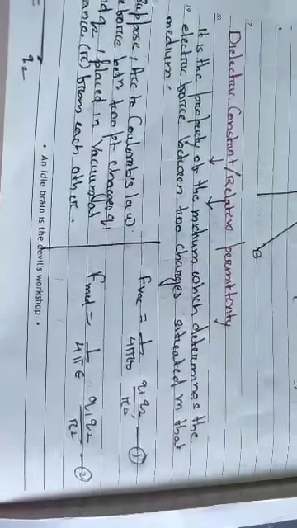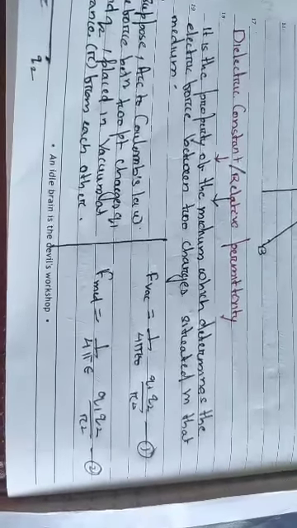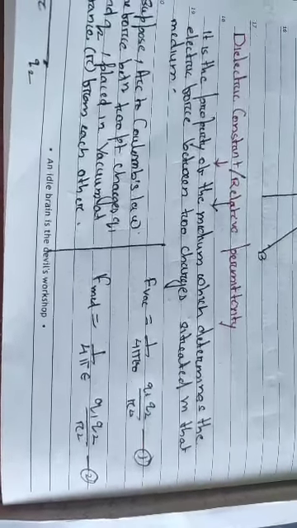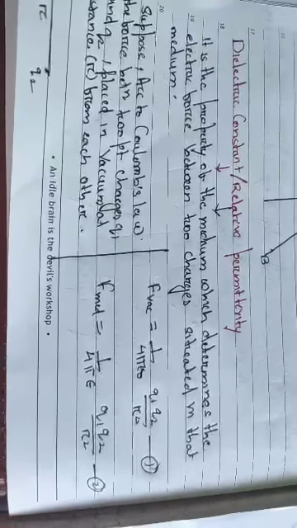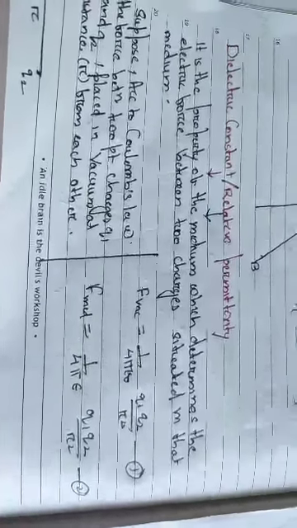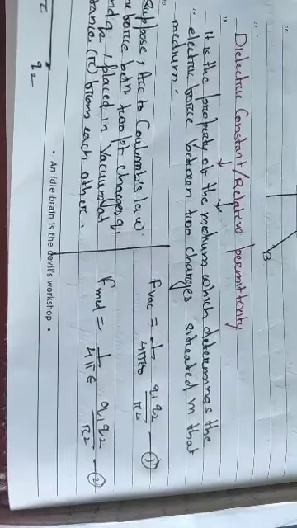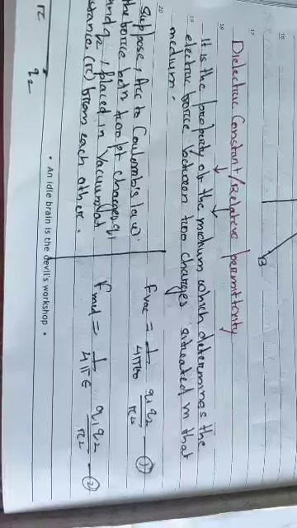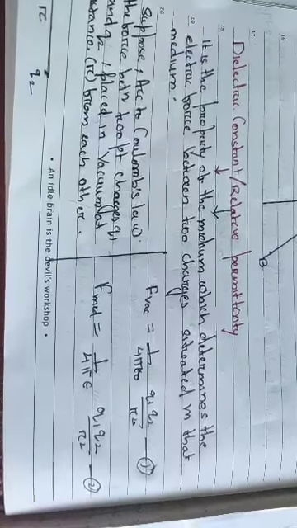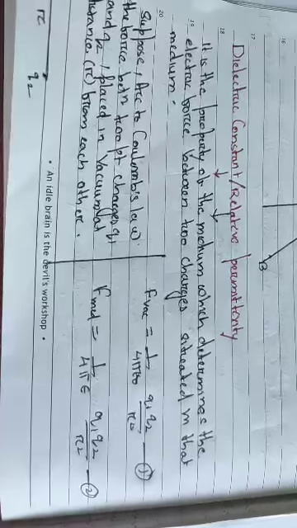Today we will start a new topic, that is dielectric constant, or you can say relative permittivity. So first of all, students, we will understand what we mean by relative permittivity. Relative permittivity is defined as a property of the medium which determines the electric force between two charges situated in that medium.